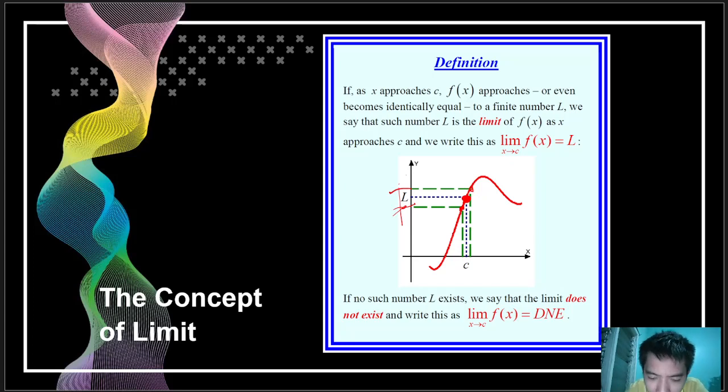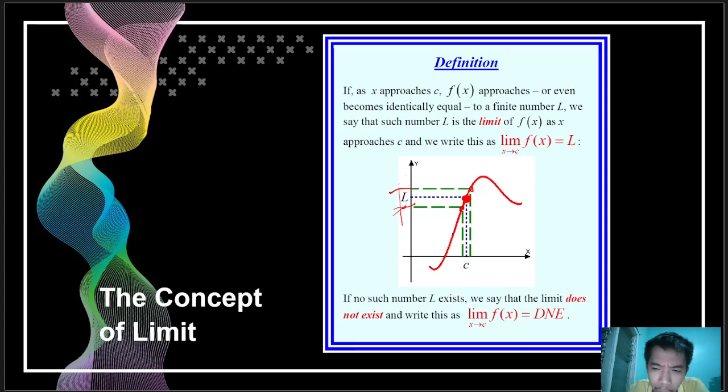So if no such number L exists, we say that the limit does not exist, and write this as the limit of f of x is equal to DNE, or you just say the limit does not exist.